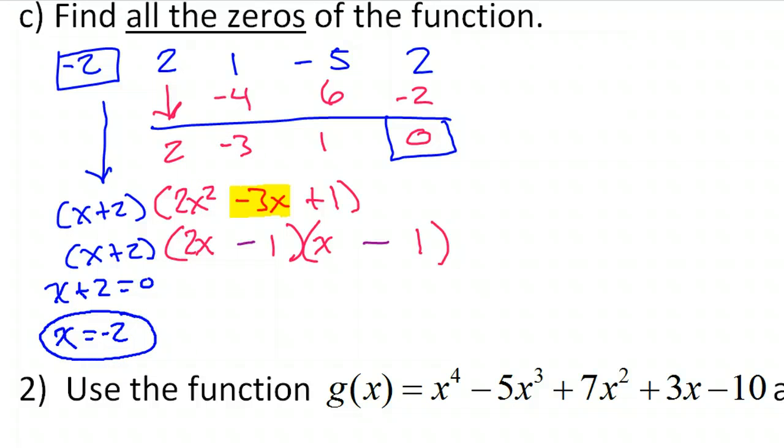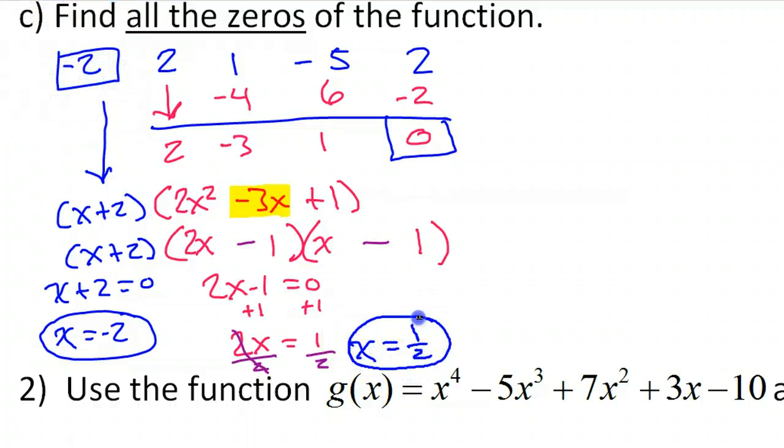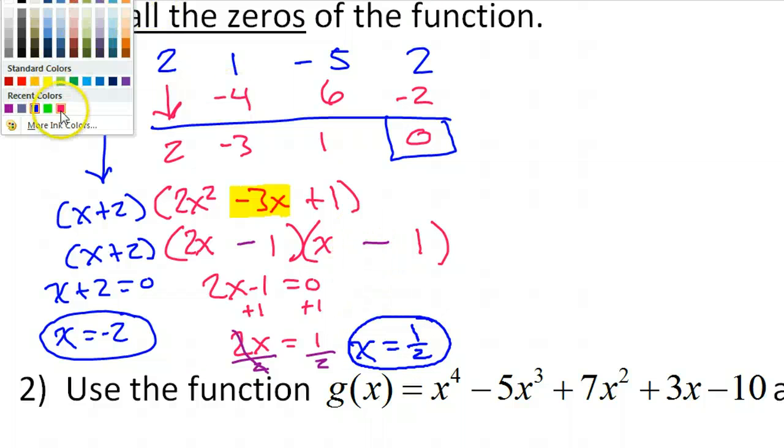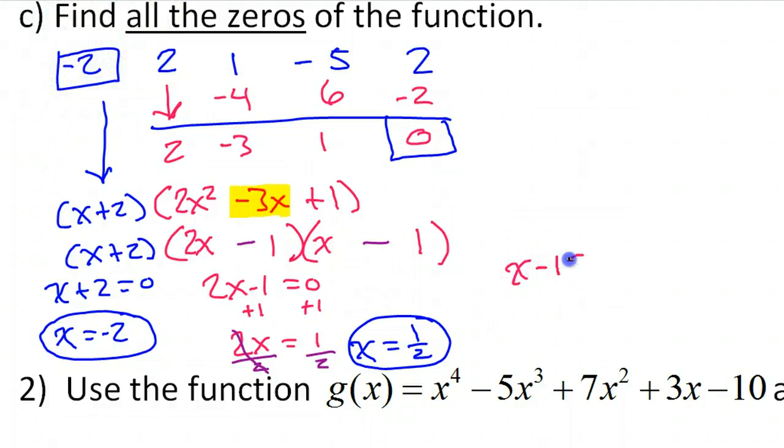If I set 2x minus 1 equal to 0, adding 1 to both sides gives me 2x equals 1, and then dividing both sides by 2 gives me x equals 1/2. So that's another 0. And of course, if I set x minus 1 equal to 0, adding 1 to both sides gives me x equals 1. So my zeros are -2, 1/2, and 1.